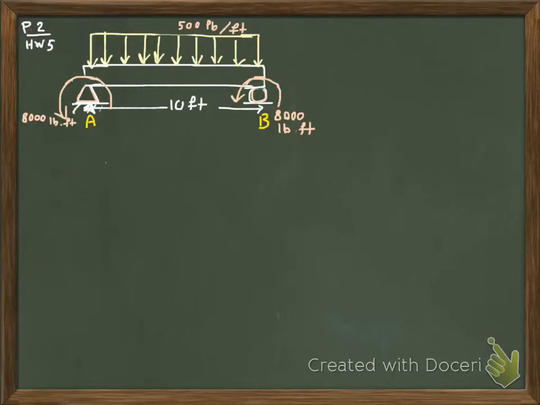Let's try to solve the second problem from your homework. Again, you are given this simply supported beam AB. There is a uniformly distributed load this time on top. Its load density is given as 500 pounds per foot, and you have two external moments at point A and point B to deal with. Both of them are counterclockwise and of the same magnitude of 8,000.